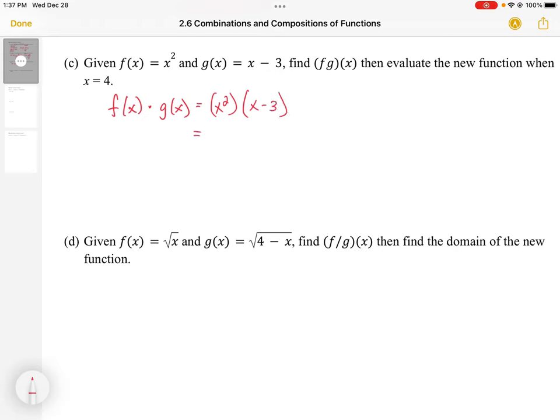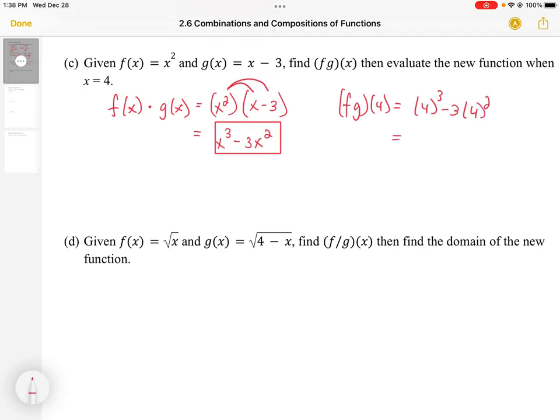So now I'm going to multiply these two functions together, so I have to distribute this x squared. And there's my product function. And now I'm going to evaluate when x is 4. So I use my new function. Everywhere I see an x, I'm going to stick a 4. So that's 4 cubed minus 3 times 4 squared.